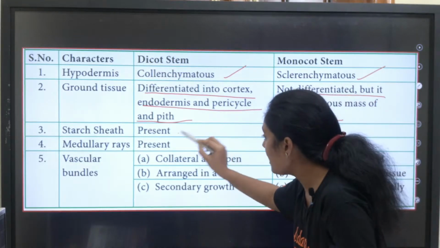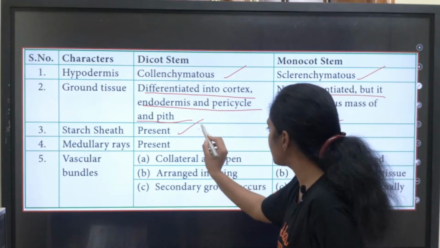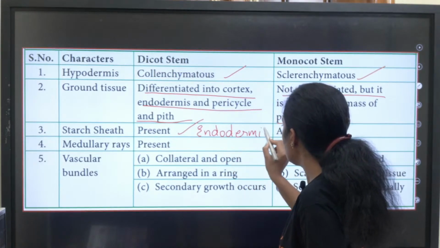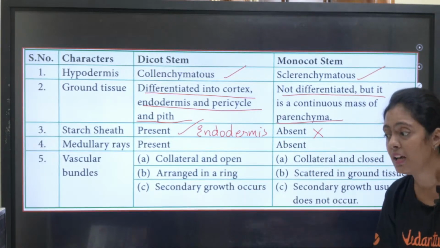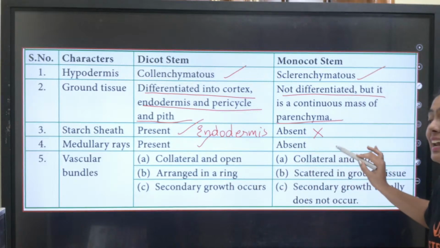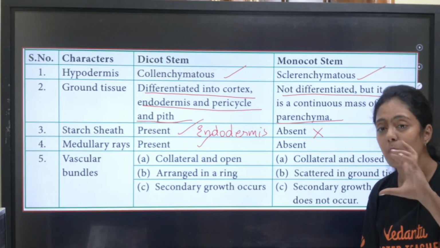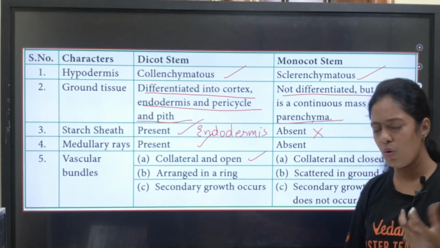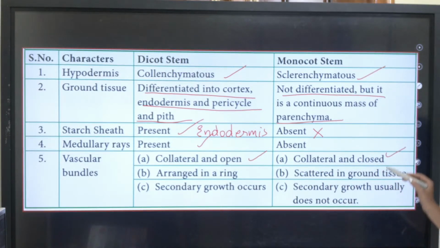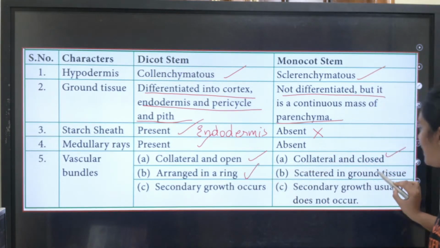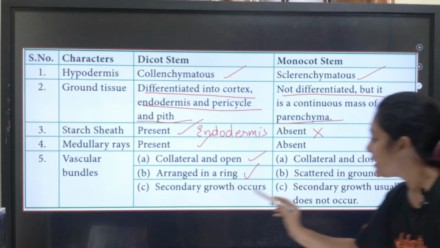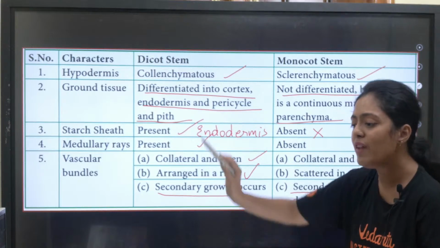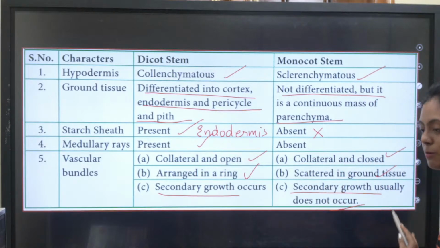Okay, here the starch sheath is present. Where is the starch sheath present? It is present in your endodermis. Here the starch sheath is absent. Okay, there are medullary rays. Here there are no medullary rays. Coming to vascular bundle, they are collateral and open. Collateral means conjoint. Okay, here they are collateral and closed. They are arranged in a ring. They are scattered in ground tissue. Secondary growth occurs. Secondary growth does not occur. Everything is summarized in this one table.